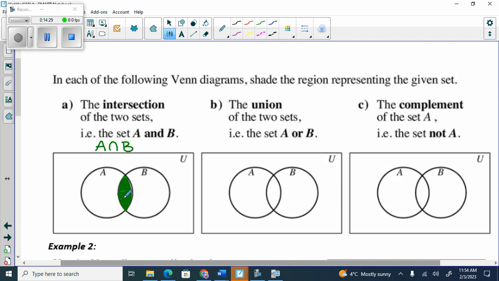Then we have A or B. And or is what shape? The snowman.